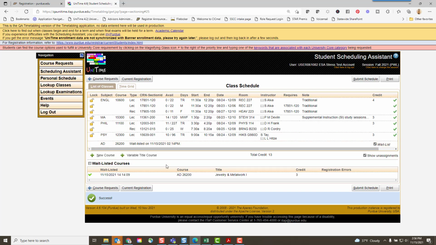Keep in mind, waitlisting turns off the Friday before the first week of classes. So the Friday before the term begins is the last day waitlist will actively be running. If you have not yet been enrolled by the time the semester begins, you will then need to resubmit a new request using the scheduling assistant.